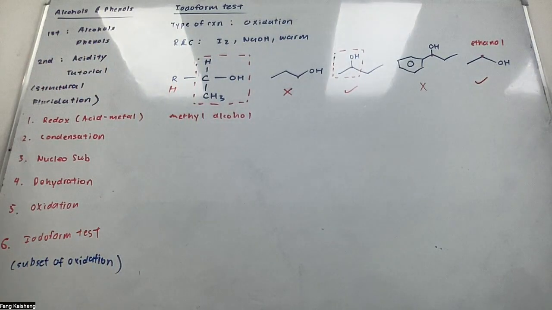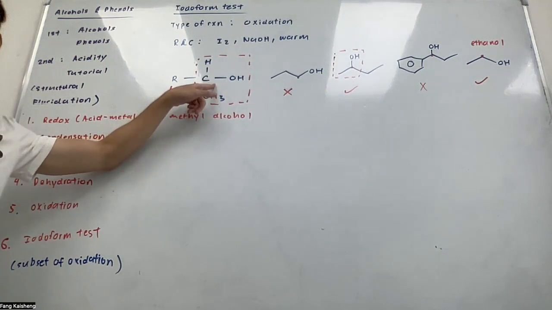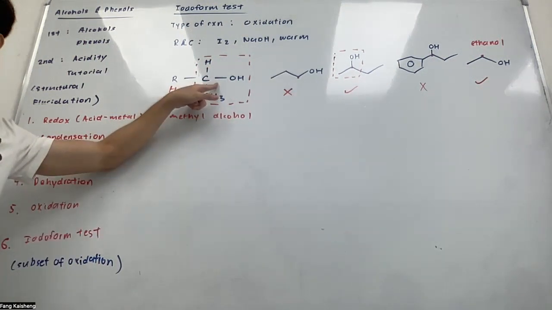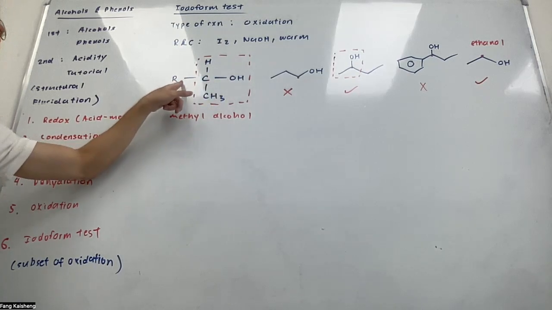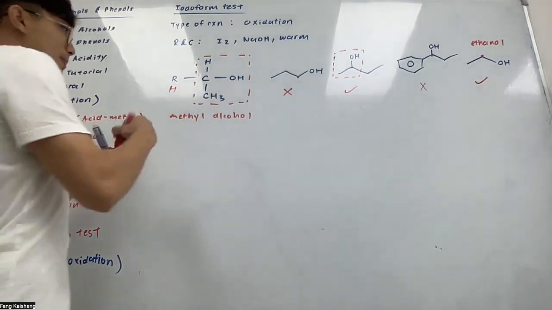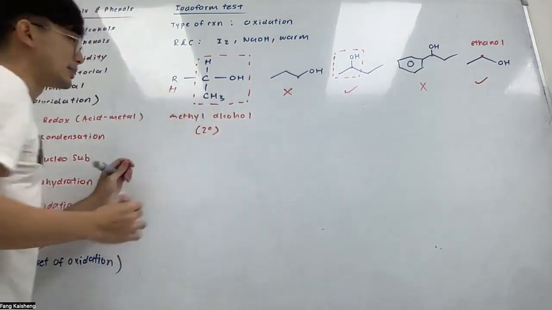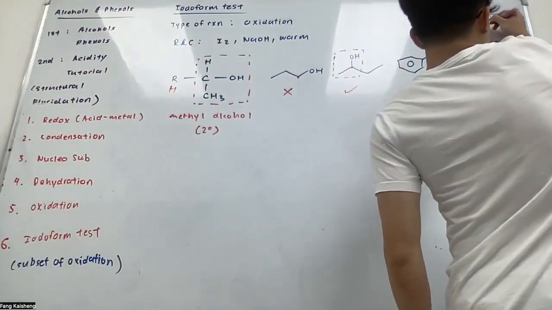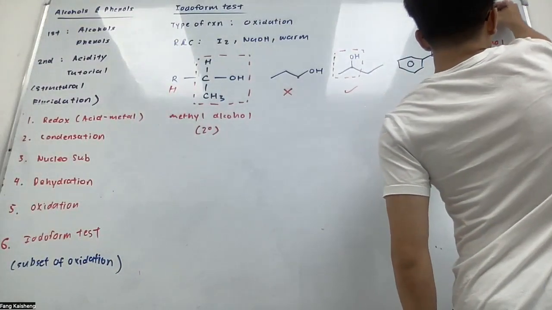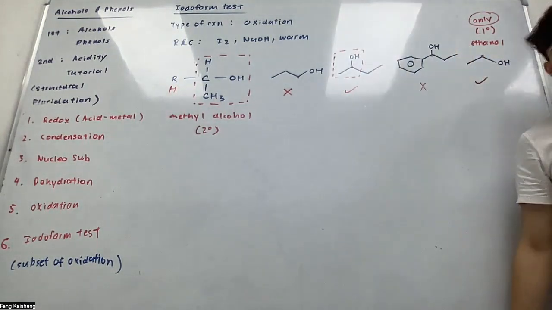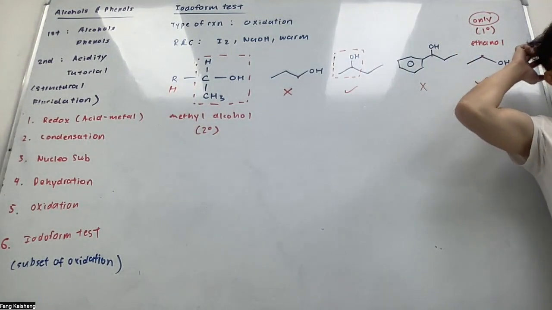Guys, ask you a simple question. You look at this requirement here. Is the alcohol primary, secondary, or tertiary? Secondary, right? Because mostly it is alkyl group and CH3. So methyl alcohol, take note, guys, is usually a secondary alcohol. However, ethanol is the exception. It is the only primary alcohol that can undergo iodoform tests. That's it.